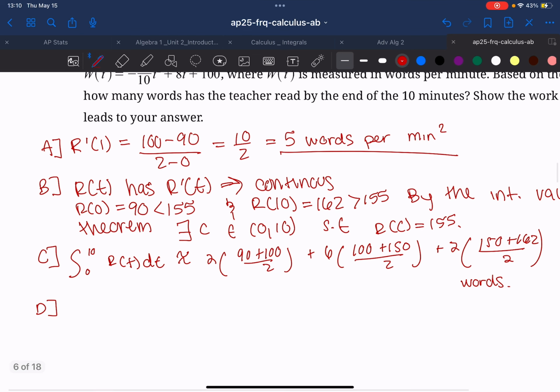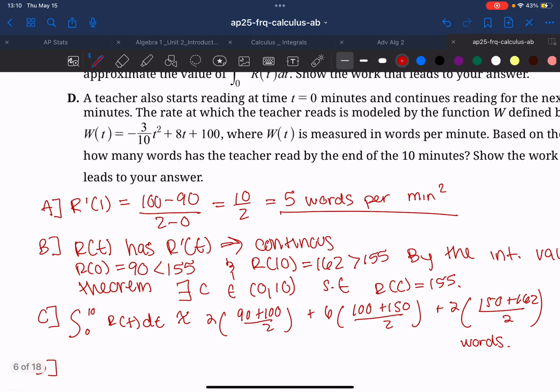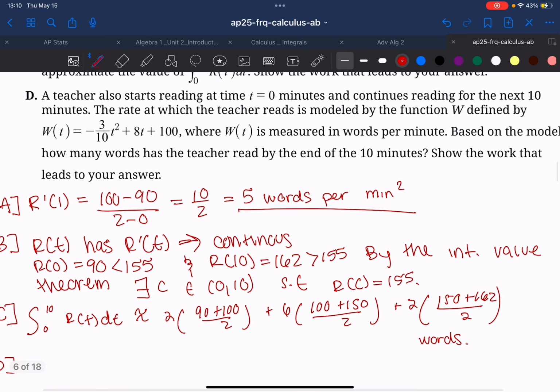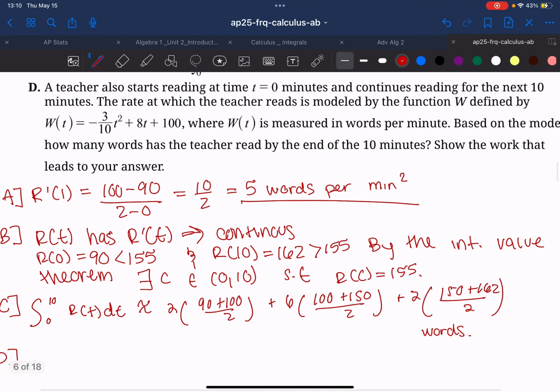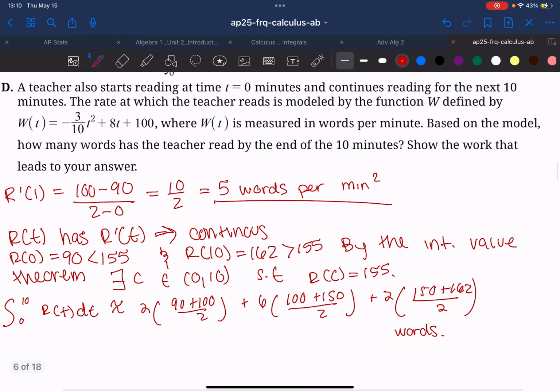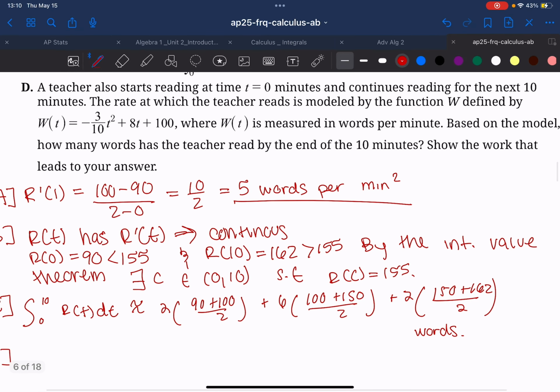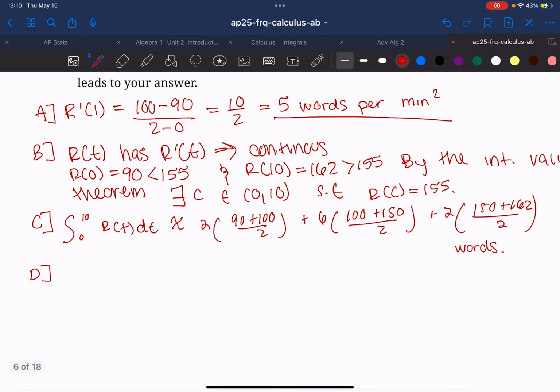And then part D says a teacher also starts reading at time t equals 0 minutes and continues reading for the next 10 minutes. The rate at which the teacher reads is modeled by the function w, defined by w of t equals negative 3 over 10 t squared plus 8t plus 100, where w of t is measured in words per minute. Based on the model, how many words has the teacher read by the end of the 10 minutes? Show the work that leads to your answer.